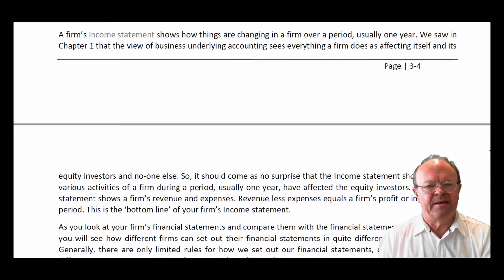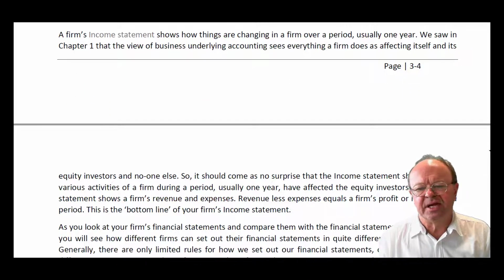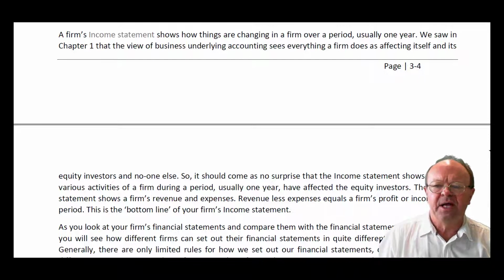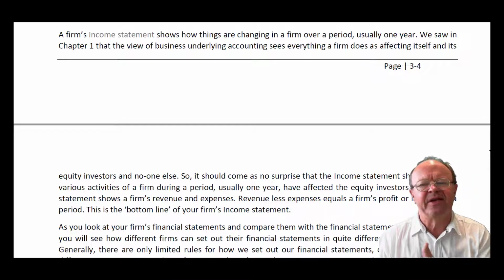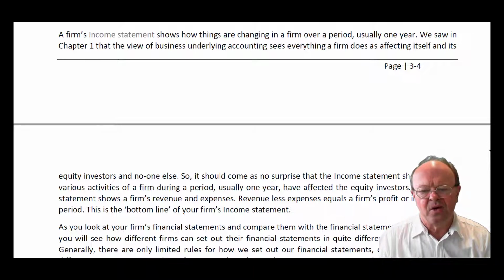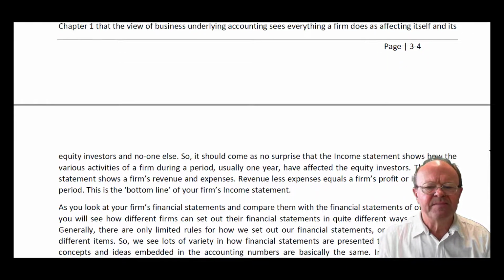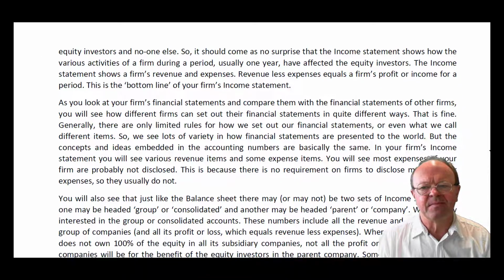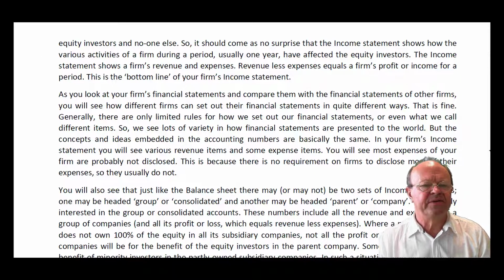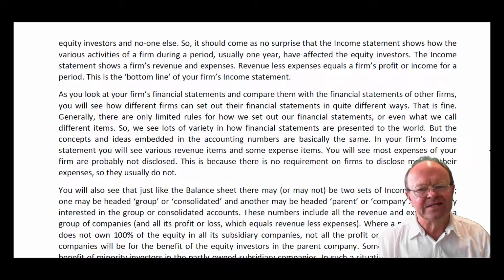A firm's income statement shows how things are changing in a firm over a period, usually 1 year. We saw in Chapter 1 that the view of business underlying accounting sees everything a firm does as affecting itself and its equity investors and no one else. So it should come as no surprise that the income statement shows how the various activities of a firm during a period, usually 1 year, have affected the equity investors.